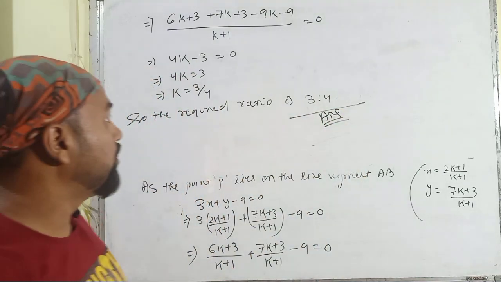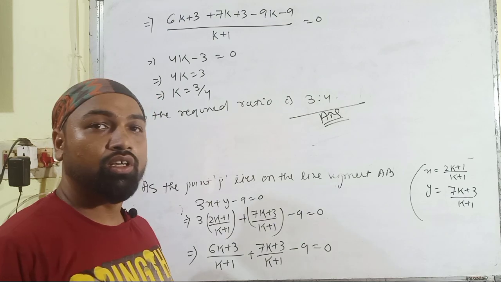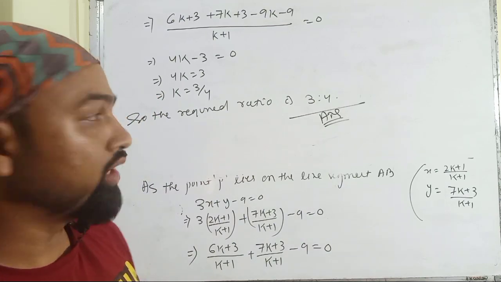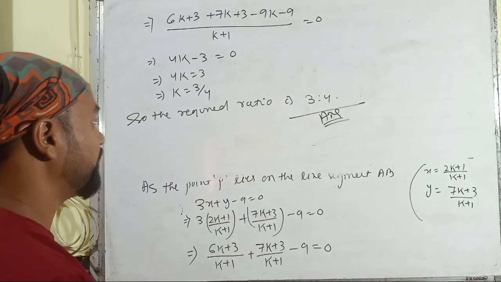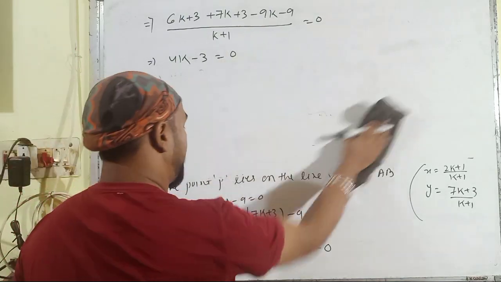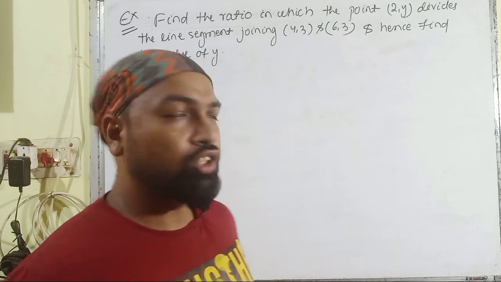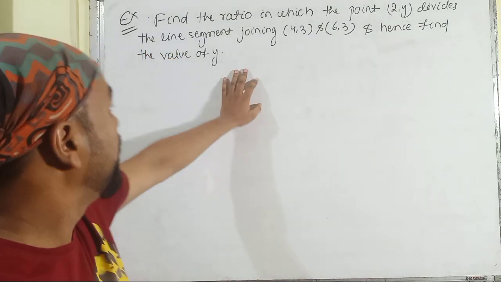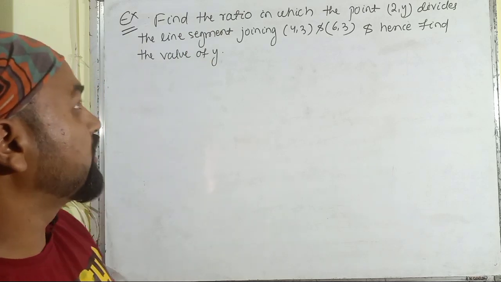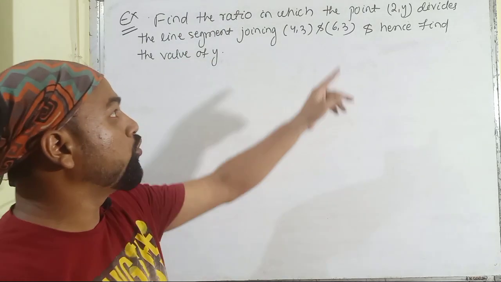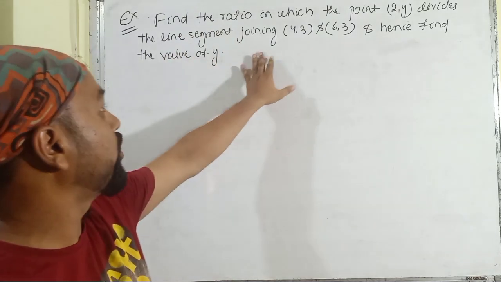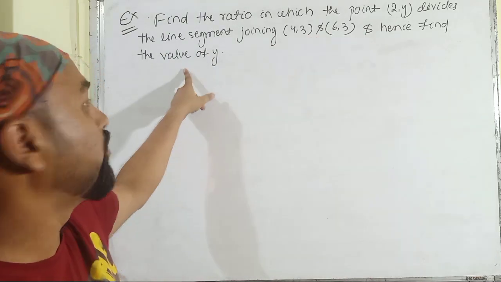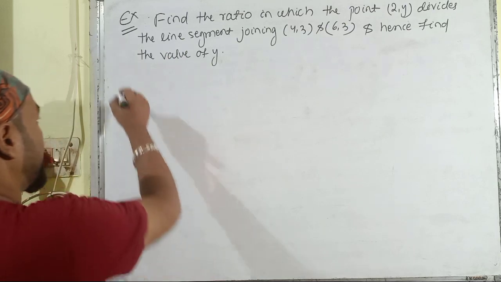So here it is the problem based upon the internal division, external division, section formula. Then let us move through the next problem. Again, in this problem we have to determine the ratio. The question is like this: find the ratio in which the point (2, y) divides the line segment joining the points (4, 3) and (6, 3), and hence find the value of y here.